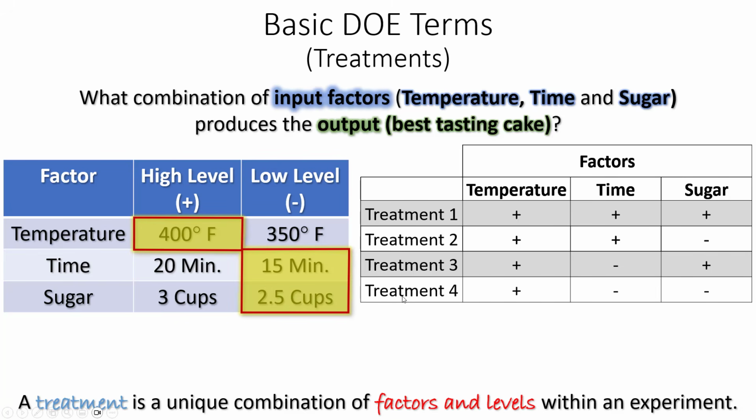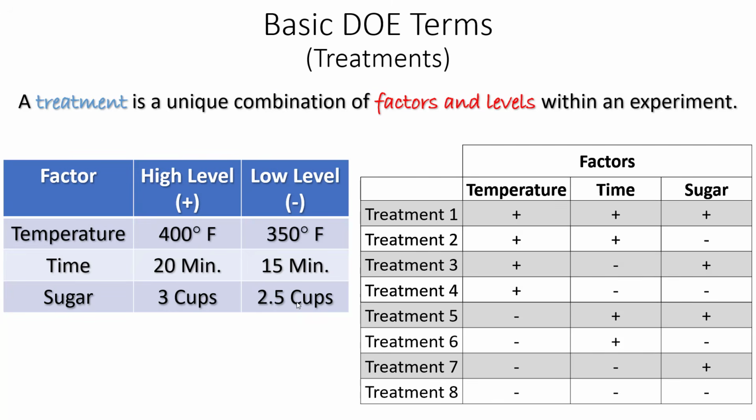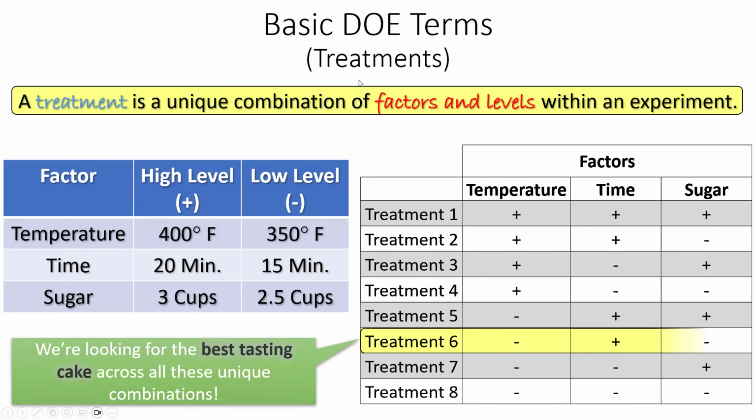Same thing here for treatment group number 4. Temperature at the high, time at the low, sugar at the low, and we're essentially going to build out this design matrix that defines all of the different unique combinations of factors and levels within our experiment. And again, the whole point of this DOE is we're gonna build all these different unique combinations, and what we're looking for is the best tasting cake across all of these unique combinations. Okay, so this is called a design matrix.